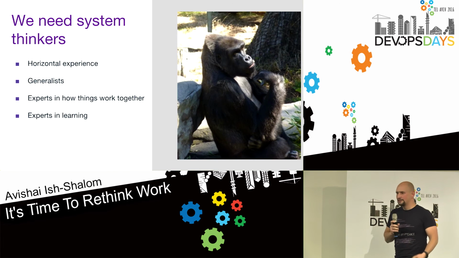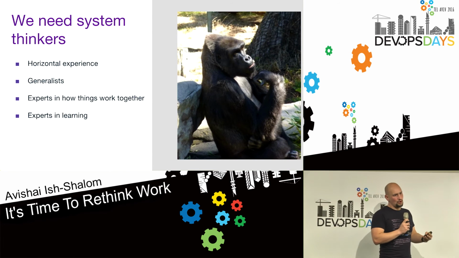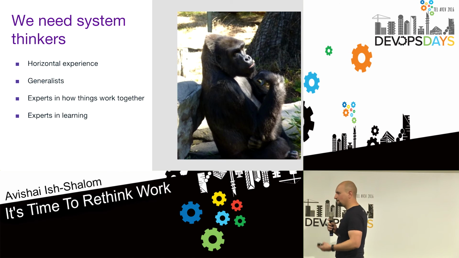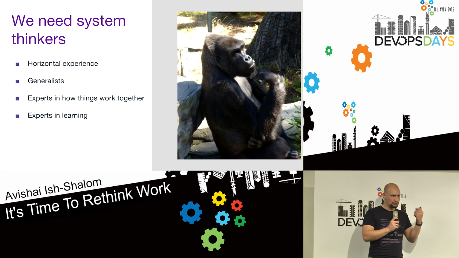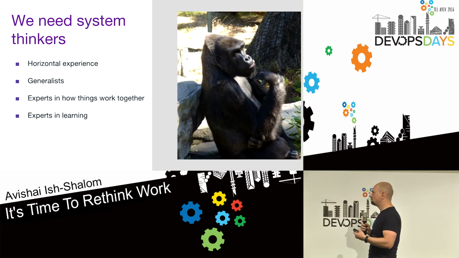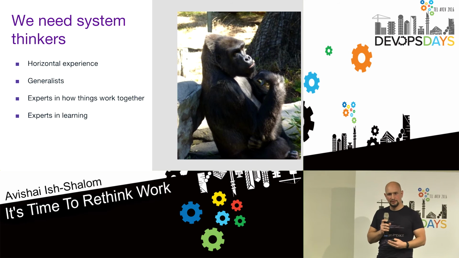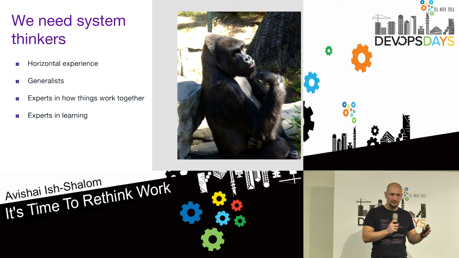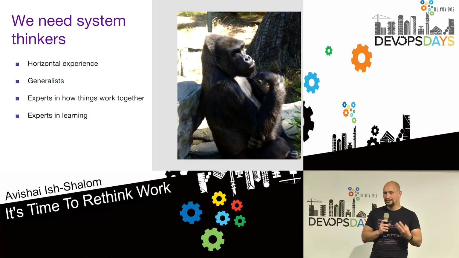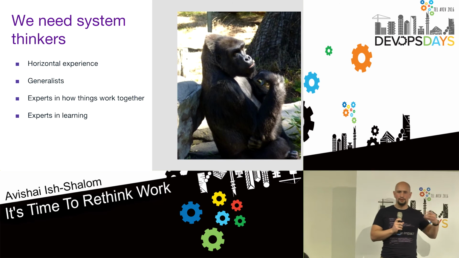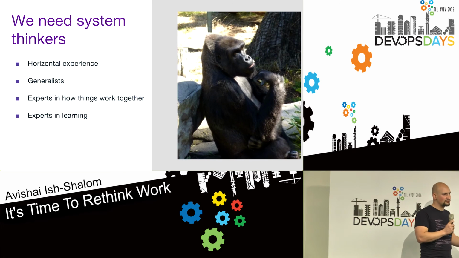We also need system thinkers. We need people who know everything horizontally, but not necessarily deep. People who are expert in integration and debugging and how things work together. How are we going to get those people? We need people that move between technologies, but not necessarily between systems. People who are experts at systems. We all have them. Sometimes we call them operations, problem solvers, and so on.